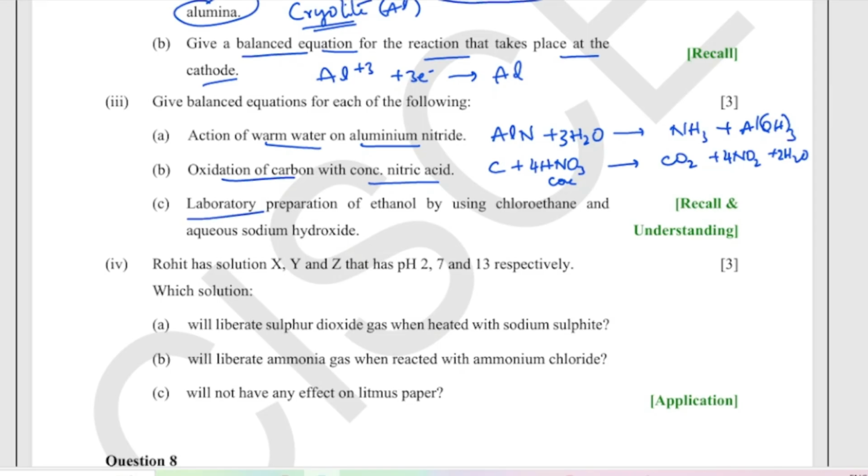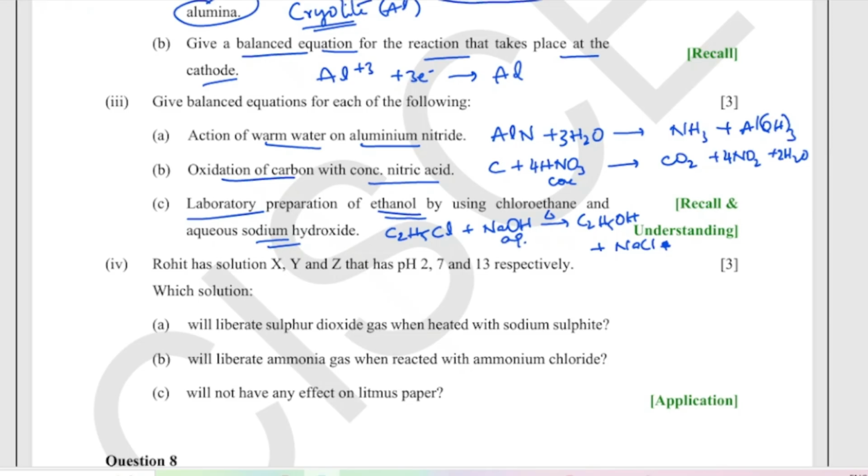Next, third one. Laboratory preparation of ethanol by using chloroethane and aqueous sodium hydroxide. So you will be using chloroethane, that is C2H5Cl, plus aqueous sodium hydroxide, NaOH, on heating gives C2H5OH plus NaCl. That's it. You get NaCl.